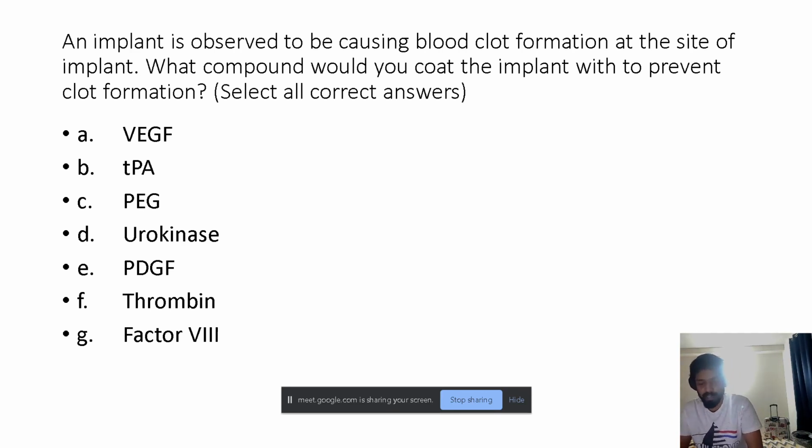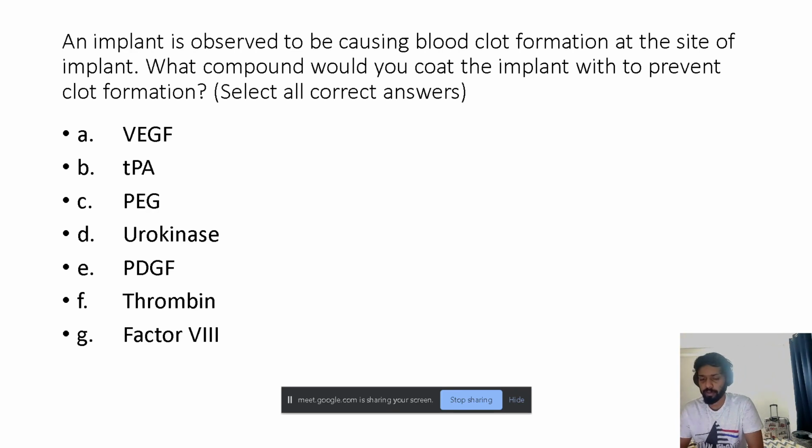VEGF is involved with angiogenesis, or formation of new blood vessels, right? So if you include VEGF, it will form new blood vessels, and there's more blood directed to the implant, and that will cause more blood to clot. So you would not want to include VEGF either. And PDGF, platelet-derived growth factor, also promotes blood clot formation, platelet addition, right? So you would not want to involve that either.